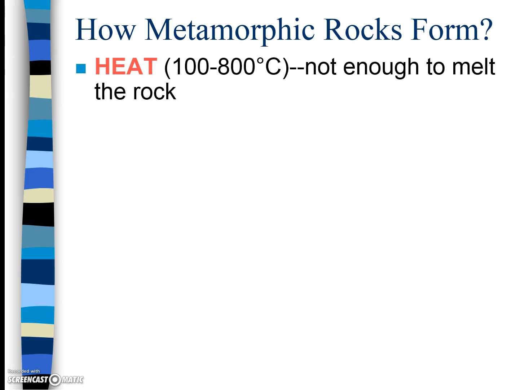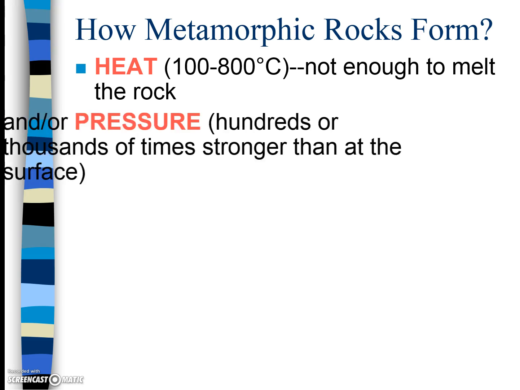So how do metamorphic rocks form? Heat, of course. It has to be 100 to 800 degrees Celsius. You need to write that down on the side of your paper, right next to "due to heat, but not enough to melt the rock."